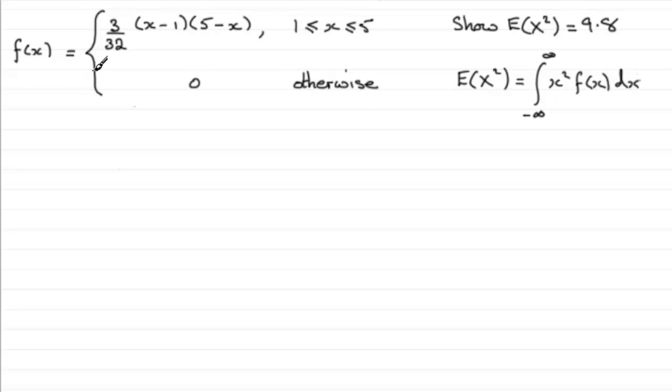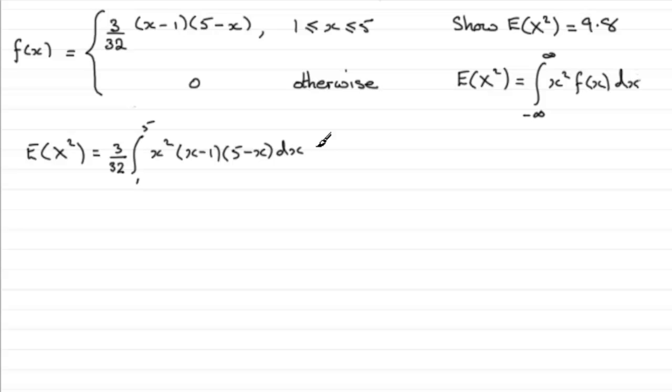So if we apply that to this question, then E(X²) is going to equal the integral going from 1 to 5 of x² multiplied by f(x). Now I've left a little bit of a space here because this being a constant, it's best to bring this out the front. You don't have to, but it does make the integral a lot easier to handle. So then you've got x² times just those two brackets, (x − 1) multiplied by (5 − x), and that's all integrated with respect to x.